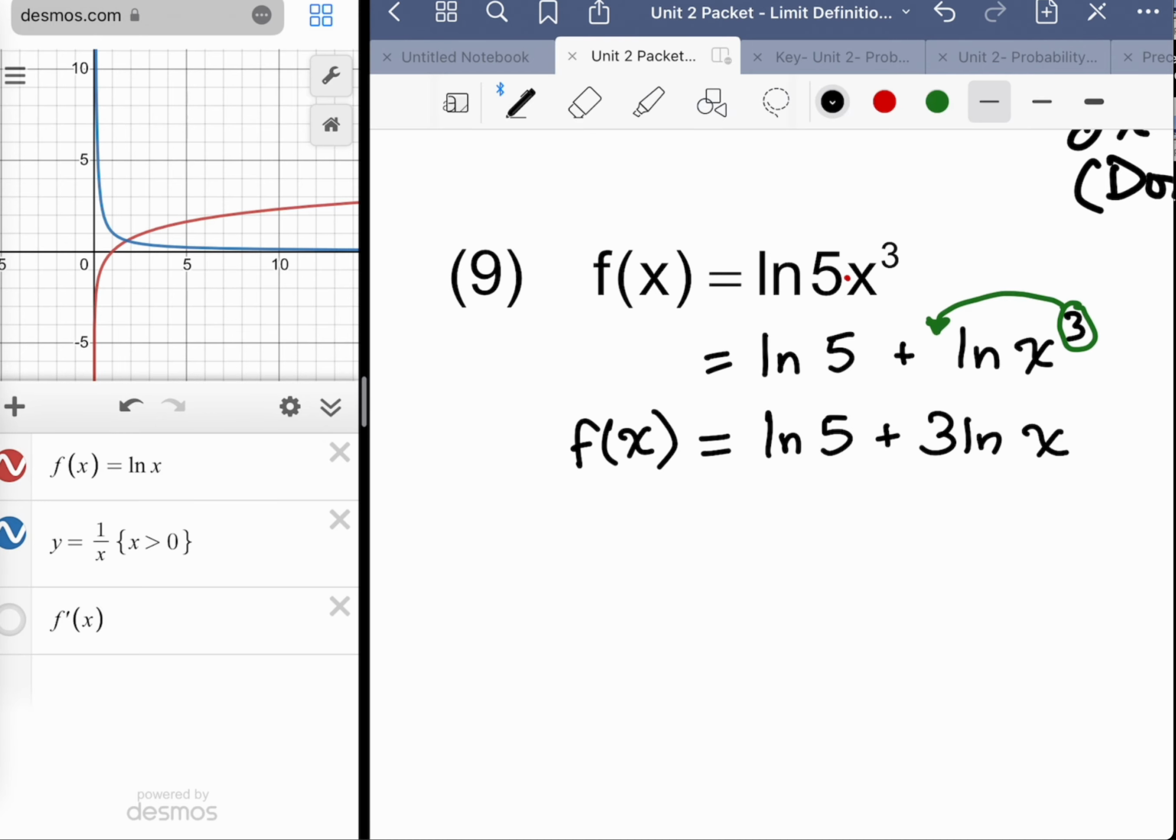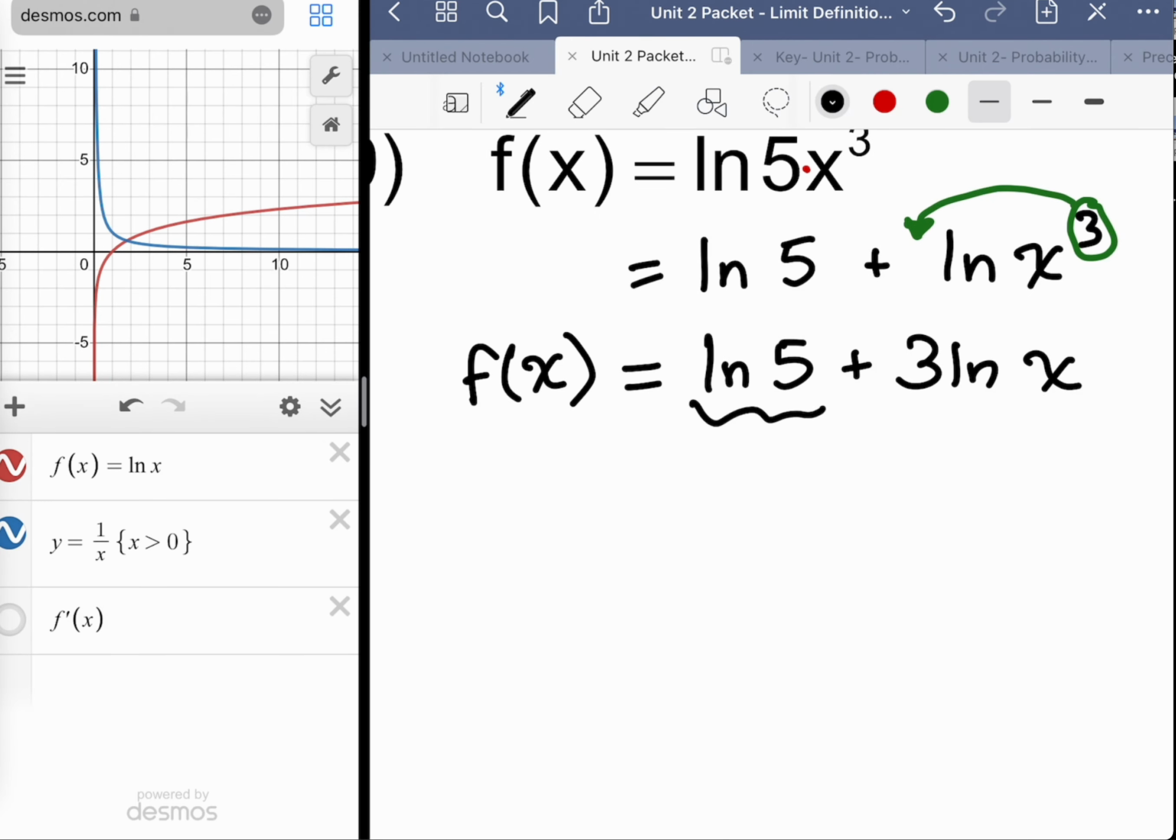But I'm looking at this and I'm seeing a constant. Now this is not a constant multiple, this is just a constant. Being able to identify these things is hugely important, because a constant, by definition, is something that is not changing. Something that is not changing would have a rate of change equal to 0. Since the derivative represents the rate of change, the derivative would be equal to 0. Right?